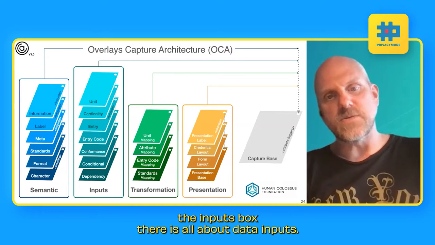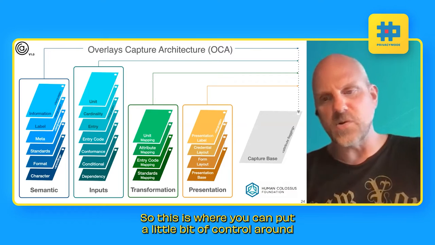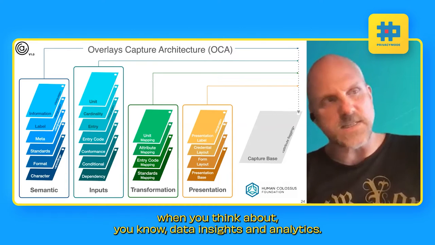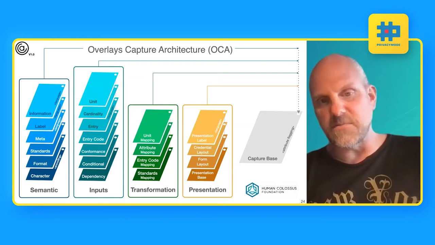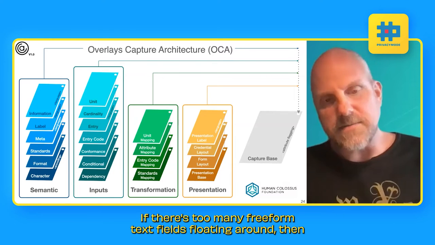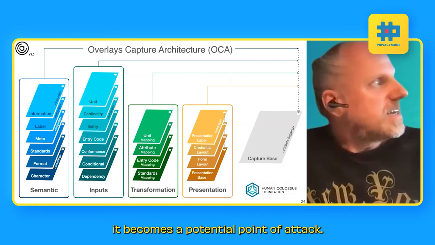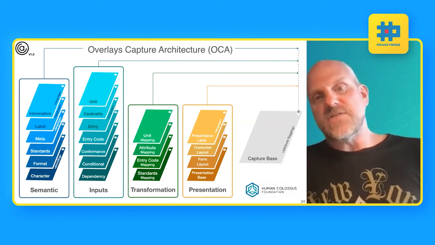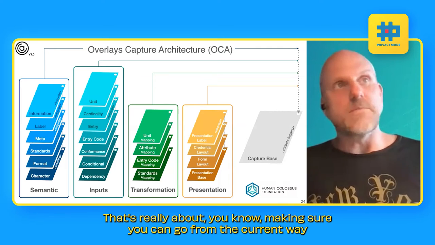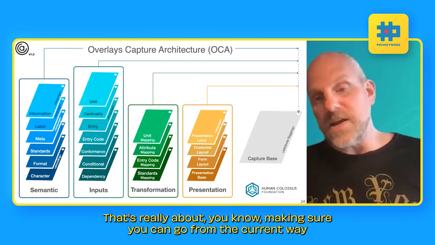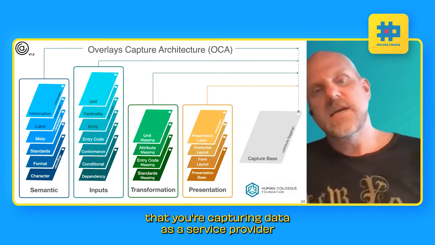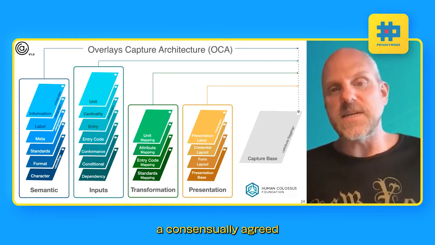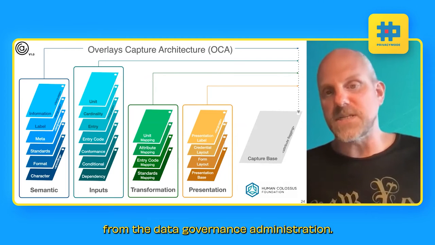The inputs box there is all about data inputs. This is where you can put a little bit of control around what people are entering, which is obviously really important when you think about data insights and analytics. If there's too many freeform text fields floating around, then it becomes a potential point of attack, but also more importantly, it's not particularly useful for data insights. The transformation overlays there are really about making sure you can go from the current way that you're capturing data as a service provider, and mapping to a consensually agreed data capture specification from the data governance administration.